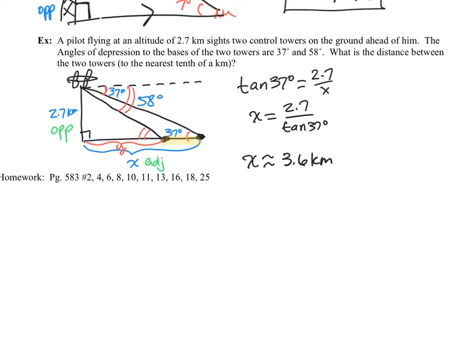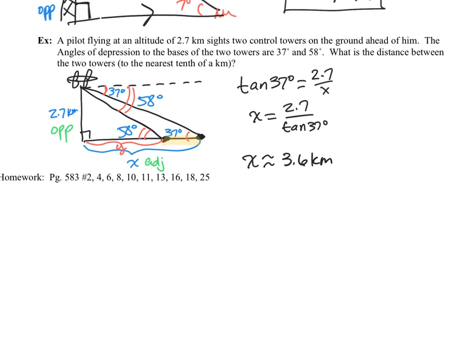Because again, when we have parallel lines cut by a transversal, then alternate interior angles are going to be congruent. So I'm going to go ahead and label that angle as 58 degrees. And then with respect to that 58-degree angle, we're going to use the opposite side, which is 2.7 kilometers, and the adjacent side, which is Y.